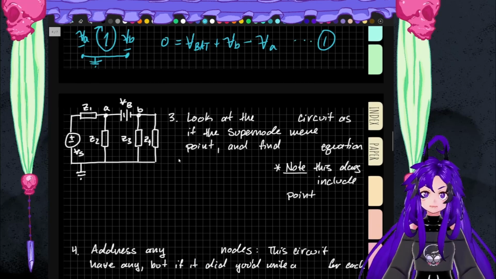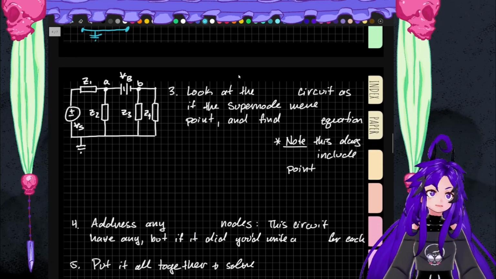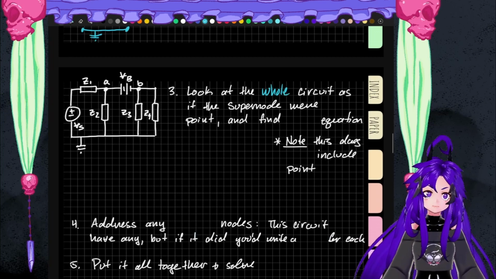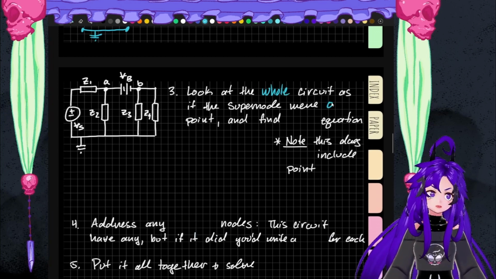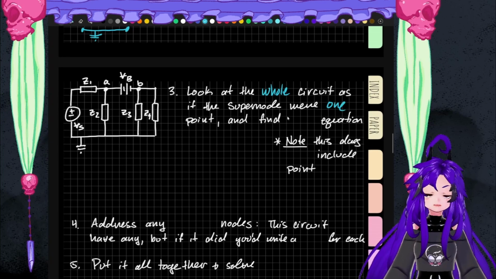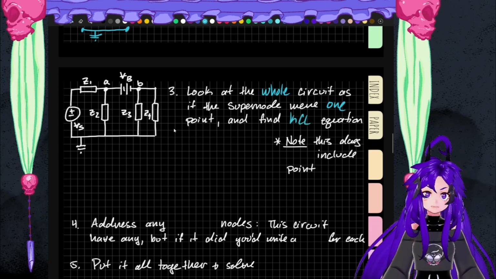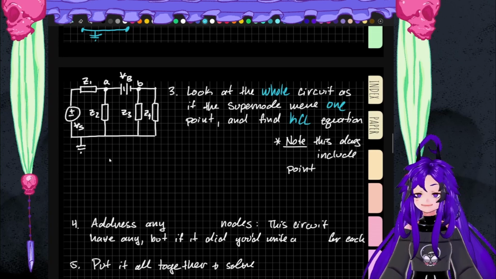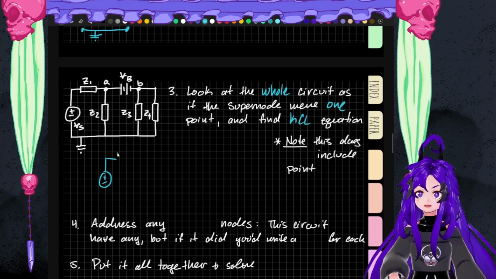We have several unknowns, so we have to find more than one equation, right? So where are we going to get that? We are now going to look at the whole circuit as if the supernode were one point. And then we're going to find a KCL equation. So instead of this, let's just redraw the circuit.